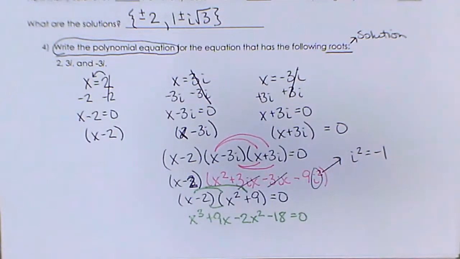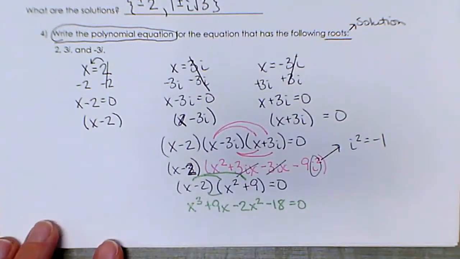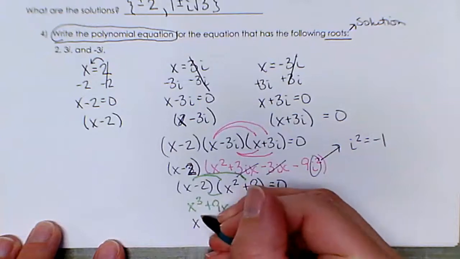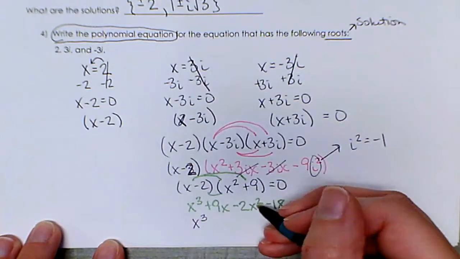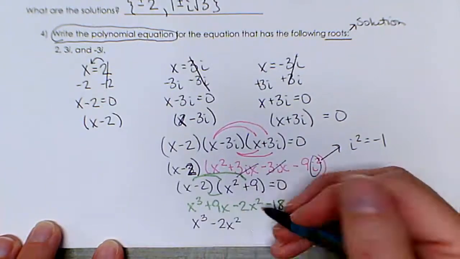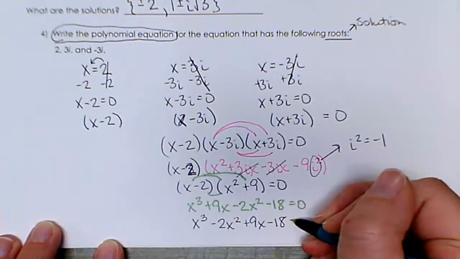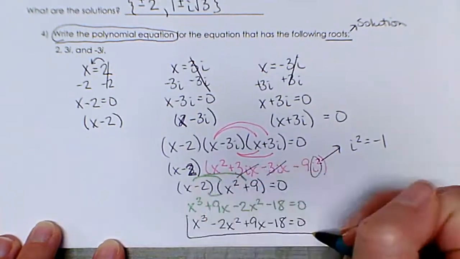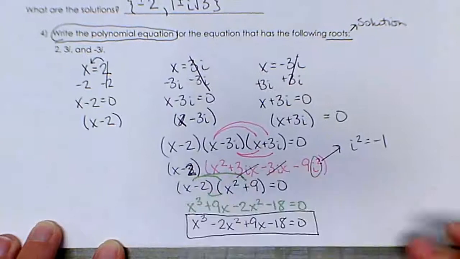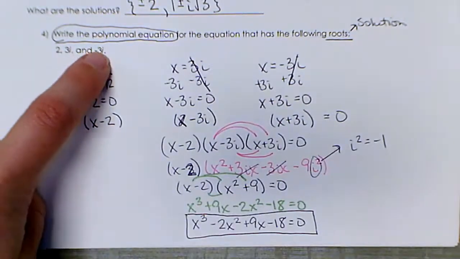Now the last thing that I might do is reorder this so that it's in descending exponent order. So this is my biggest exponent. This is my next biggest exponent. This is my next biggest exponent. And then this is my constant. And this is the polynomial equation that would give us the solutions of 2, 3i, and negative 3i.